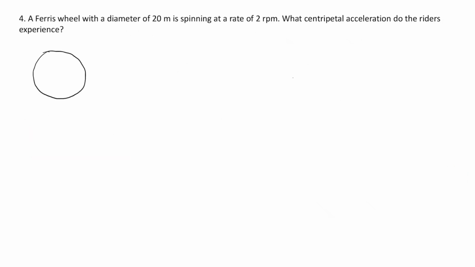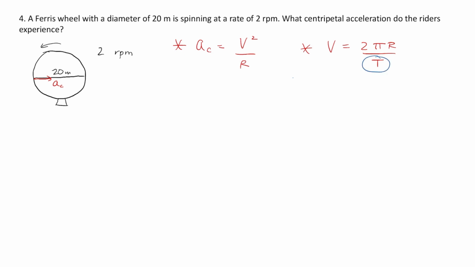In this question, we have a Ferris wheel with a diameter of 20 meters, and we are told it's spinning at a rate of 2 RPMs. And we want to know what centripetal acceleration a rider on this Ferris wheel would experience. Now remember, centripetal acceleration can be calculated using this equation, which says the centripetal acceleration is equal to v squared divided by r. V is the speed of the object going in the circle, and r is the radius of the circle. Now remember, v is equal to 2 pi r divided by t. T is the period of the motion, and that's what we need to calculate.